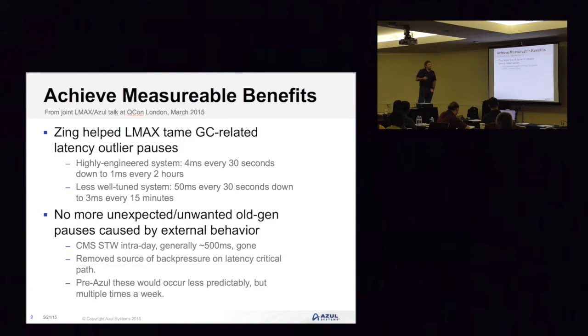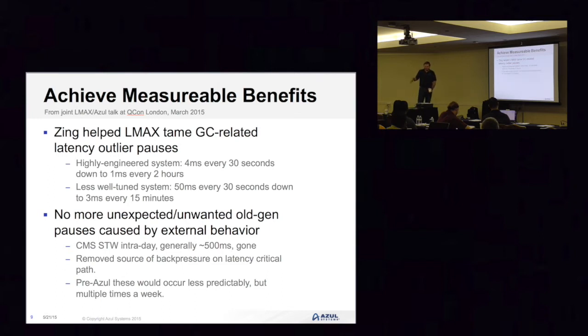And they were already having these GC pauses that they had beaten down pretty well, 4 milliseconds every half a minute. Still pretty frequent and not the best. We got that down to 1 millisecond every 2 hours. So that's a significant reduction both in scale and frequency.